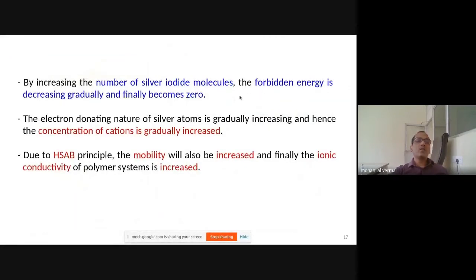So, as a conclusion, by increasing the number of silver iodide molecules, the forbidden energy gap decreases gradually, and finally becomes zero when we are using AgI as 4 molecules.